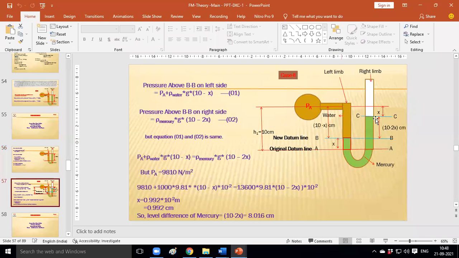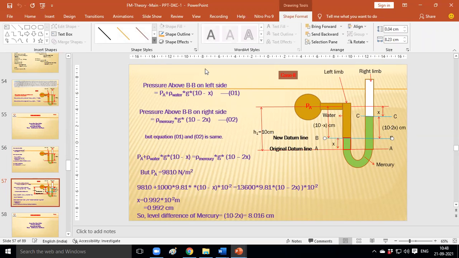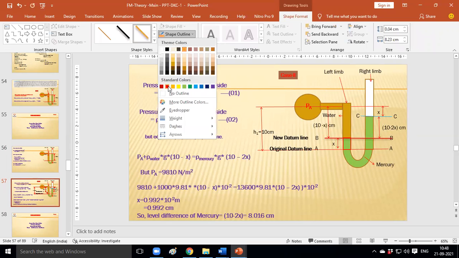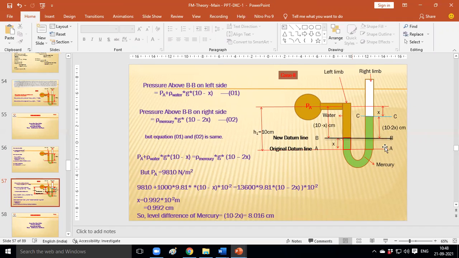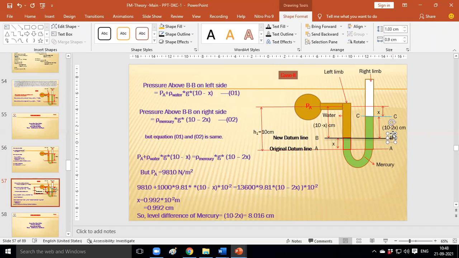So the new datum line, as far as this figure is concerned, is which one? BB dash is the new datum line. And we know the distance between the center of the pipeline and the horizontal line A dash. What is the distance? 10 centimeter, correct? So here the new datum line is mentioned. I will increase the thickness of this line and use a different color. See this one, the BB dash. This is the new datum line.